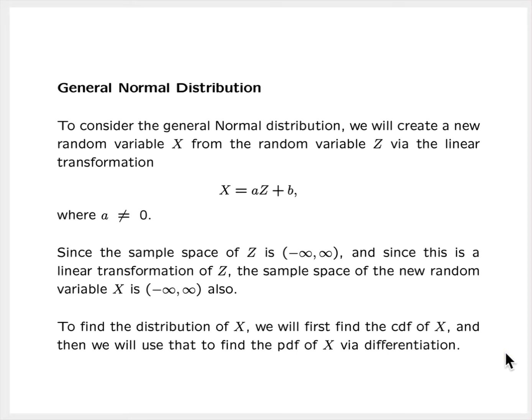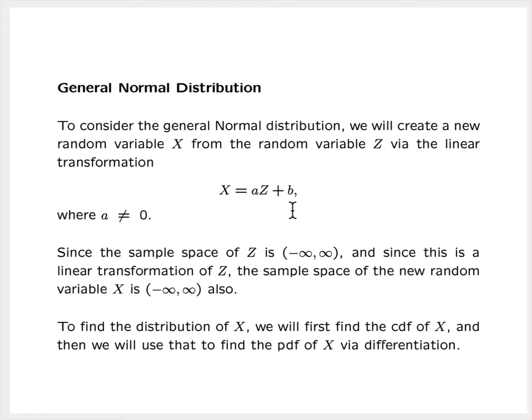Next, we're going to consider the general normal distribution. To do this, we're going to create a new random variable, which we'll call x, from the random variable z, which is our special case normal random variable. We're going to construct this new random variable from z using a linear transformation. In particular, x is equal to a times the random variable z plus b, where a is any non-zero real number, and b is any real number at all.